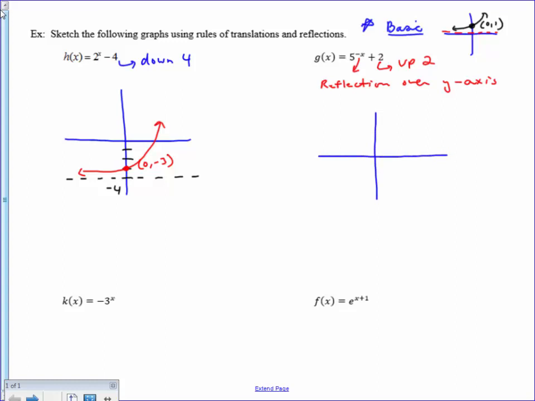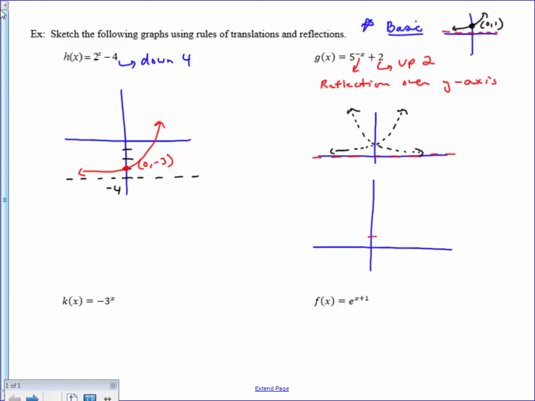Think of it this way, and I'm actually going to do this in 2 steps. If you took your basic shape, which is this, and you reflected it over the y-axis, it would end up being something like this. So think of that as your reflection. Then, if I was going to shift it up 2 units, instead of my horizontal asymptote being along the x-axis, it would be shifted up 2 units.